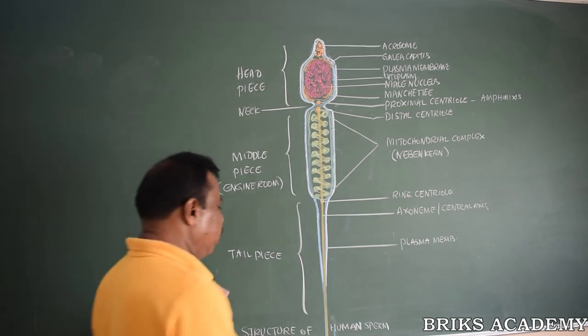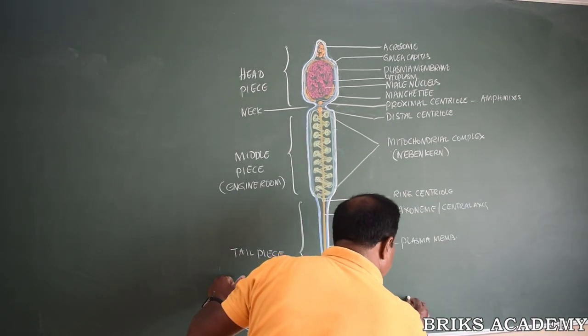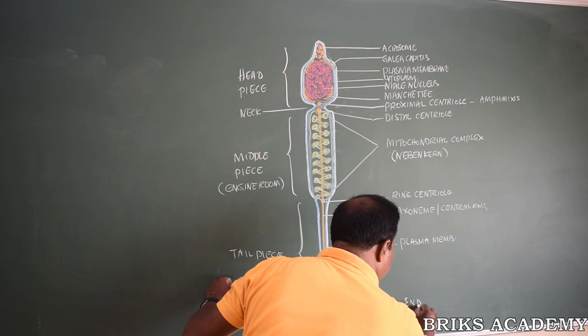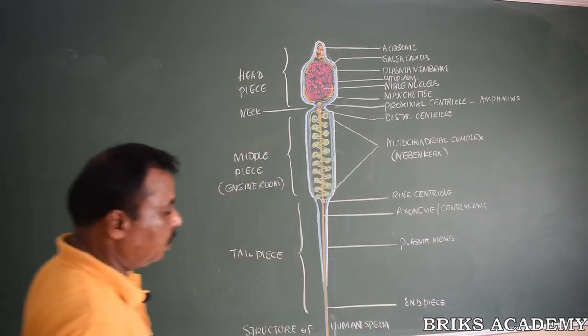The part of tailpiece without plasma membrane is called endpiece. This is about the structure of what is called the sperm.